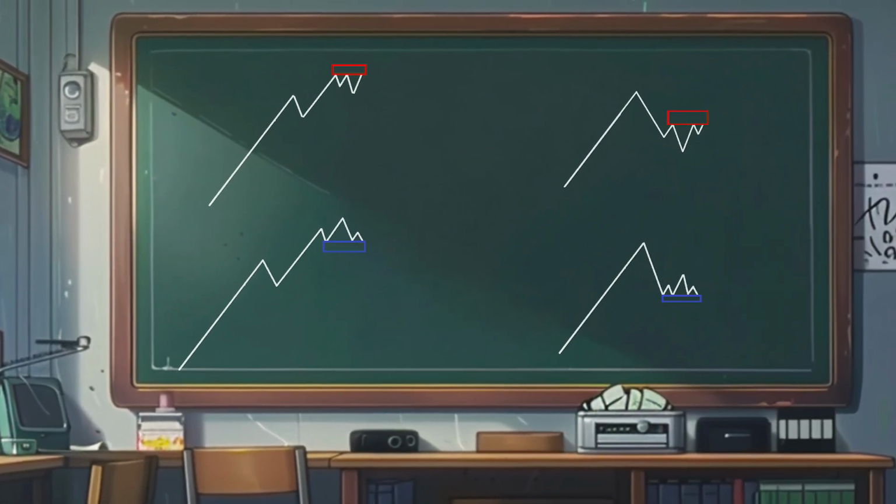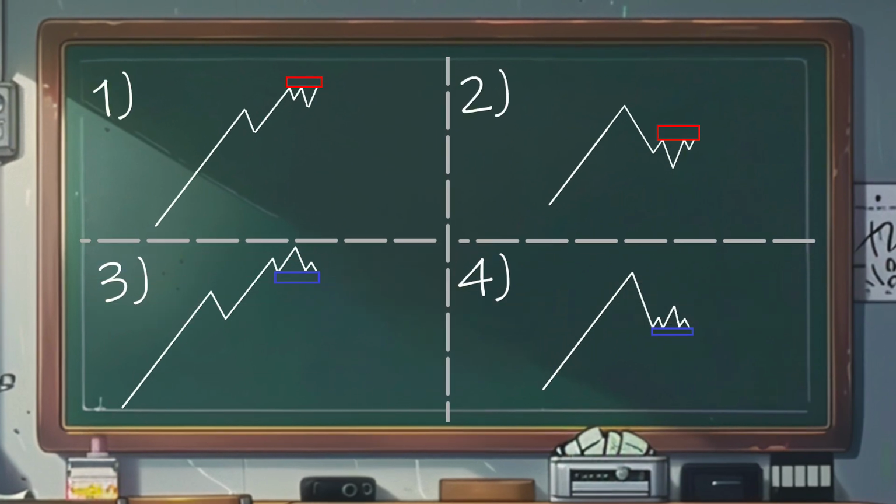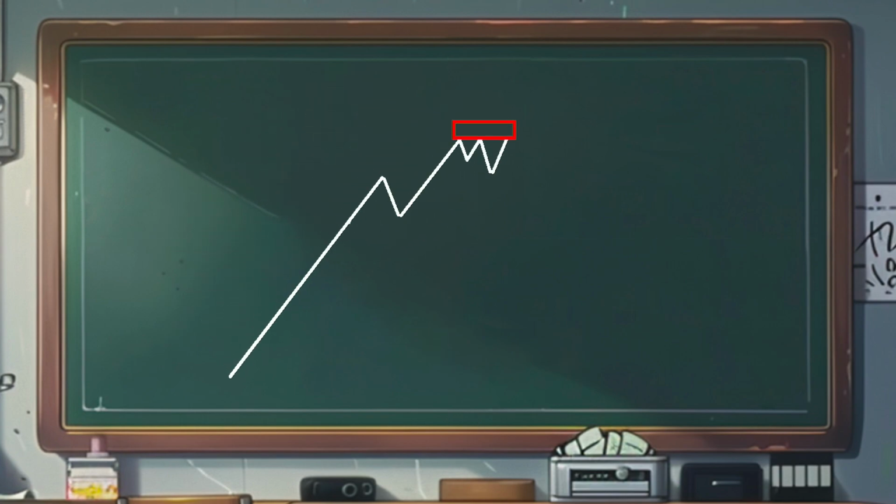Let's move on to something even more important. How to actually trade these levels. When you're dealing with support and resistance, only two things can happen. The price can either break through a level or bounce off it. Here are 4 scenarios to clearly explain when to trade breakouts or bounces.